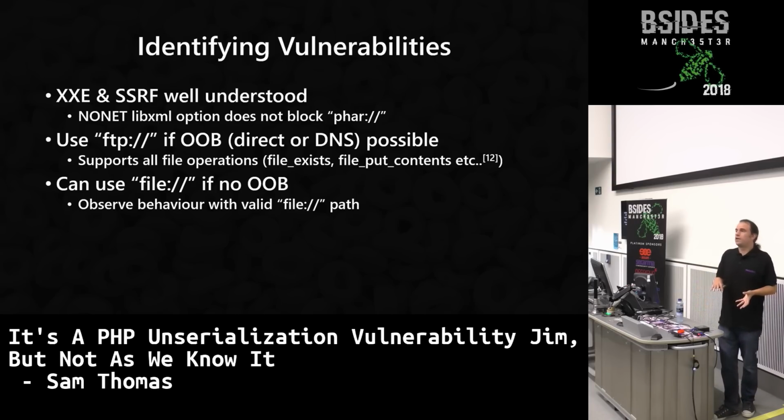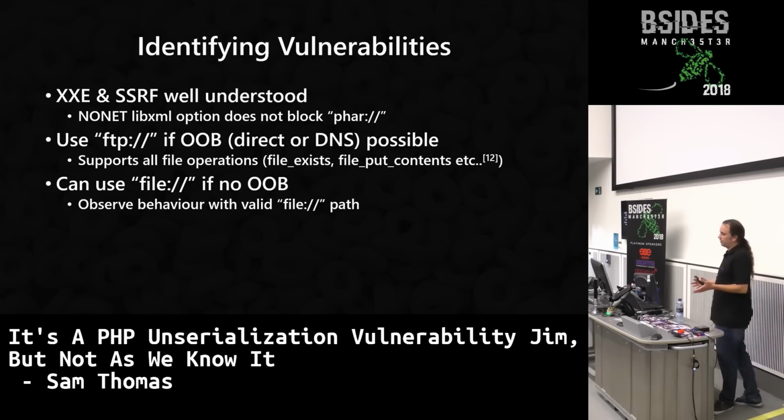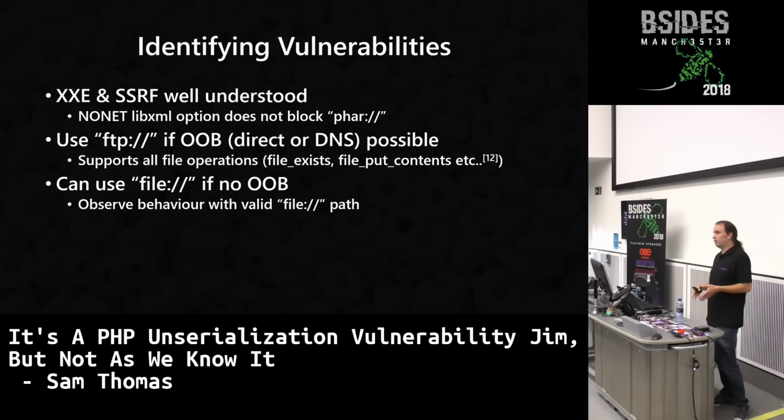Okay, so in terms of identifying the vulnerabilities that are affected by this, it's essentially all XXE and a number of SSRF issues on PHP applications. I thought it was worth mentioning that there's an option which is sometimes used to protect against XXE, which is the nonet option, which says no network, because this is dealing only with local files, that doesn't protect against this.